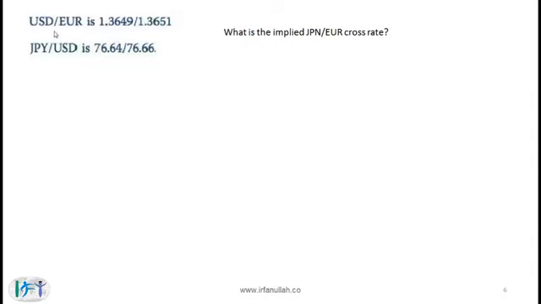Let's say that you are given these quotes. USD euro is 1.3649 / 1.3651. So remember, this is the bid, this is the offer, and you are also given this rate. Japanese yen USD is 76.64 / 76.66. Now the implied cross rate for the Japanese yen euro is the cross rate that is implied by these two exchange rates.